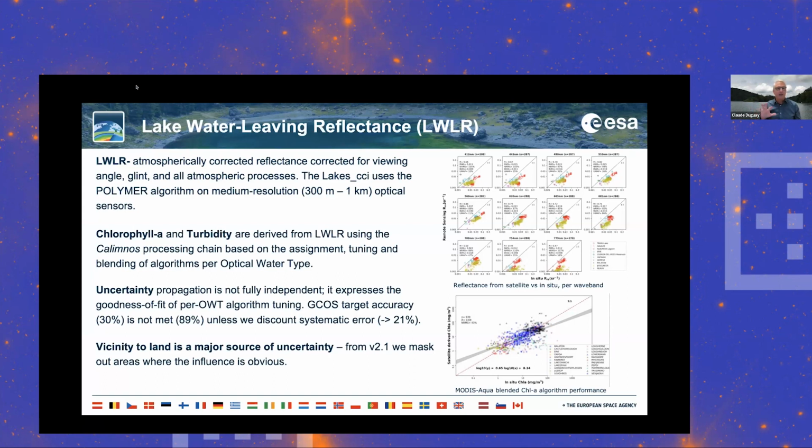On the top right, this is the POLYMER algorithm, which is used on the data. It shows the remote sensing estimates on the y-axis versus the in situ measurements on the x-axis for different lakes around the world. And at the bottom, it's an evaluation of the performance of the algorithm for chlorophyll retrieval, a combination of different lakes in this scatter plot, between in situ measurements on the x-axis and the retrieval on the y-axis.